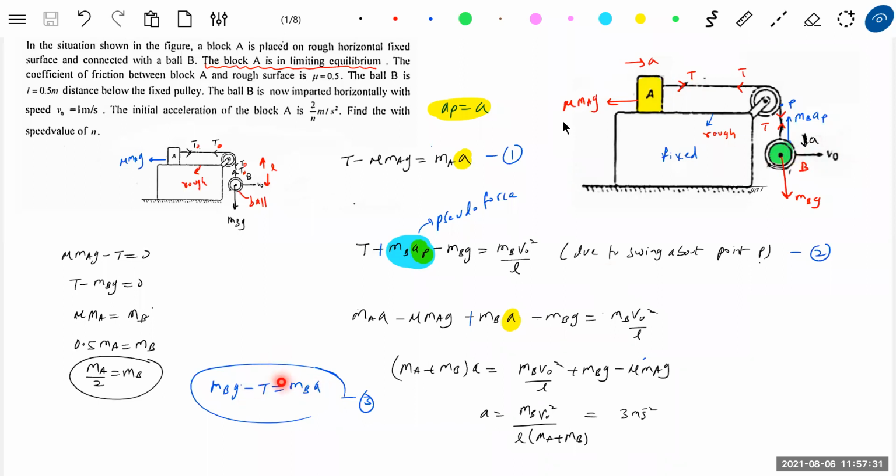Sir, what about this? This will be after some time. What is the question asked? The initial acceleration of the block. Initial means this will not come into the picture. At the moment ball B is given velocity, at that instant only I asked it. So this will not come into the picture.